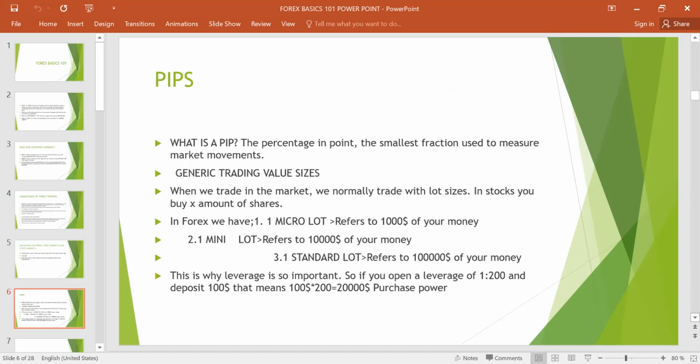So what is a pip? A pip is the percentage in point, the smallest fraction used to measure market movements.